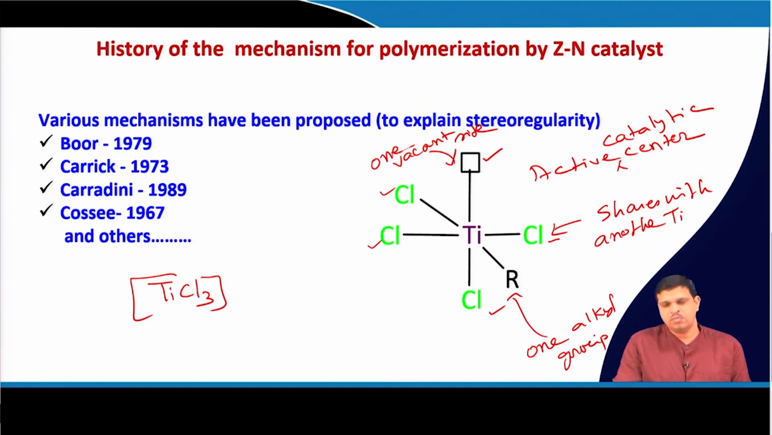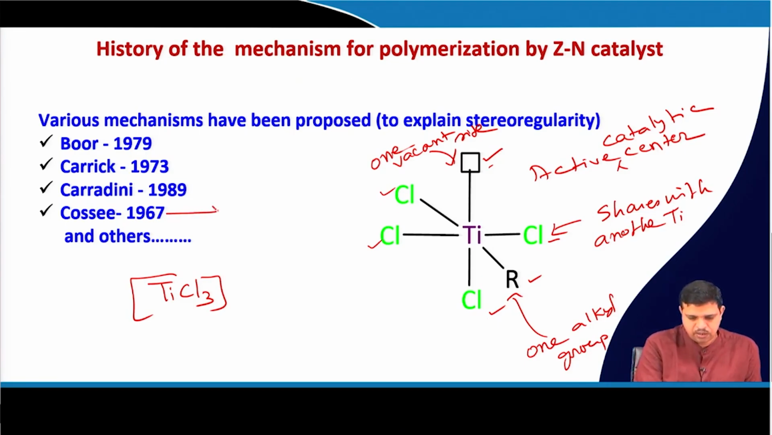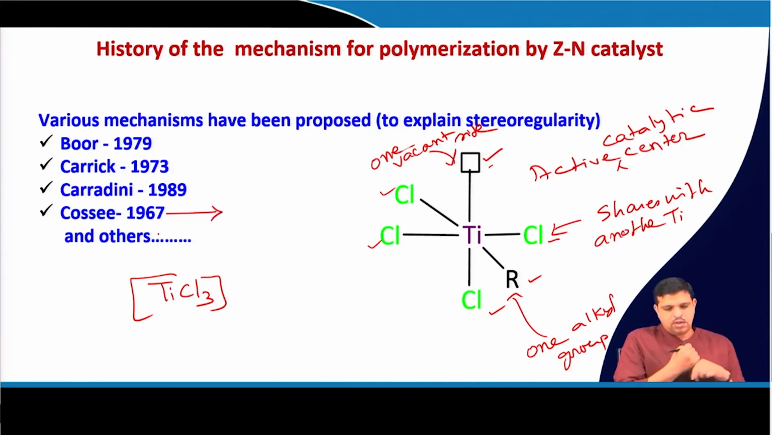So on the titanium, if you think of it as a discrete single molecule, there are 4 chlorides which are again shared by another titanium through chloride bridging, and one site is occupied by alkyl and one is the vacant site. And this active site is proposed by Cossee, and as I told, it is a very complex system.